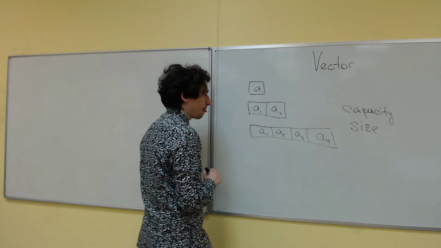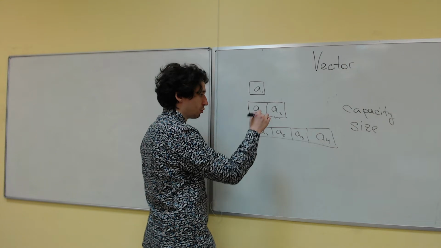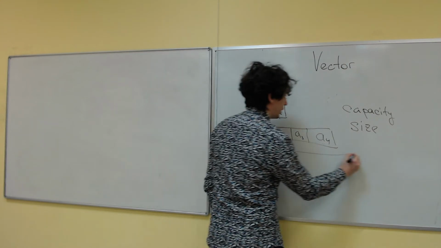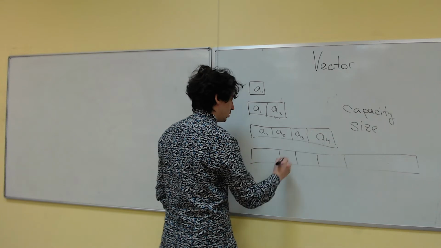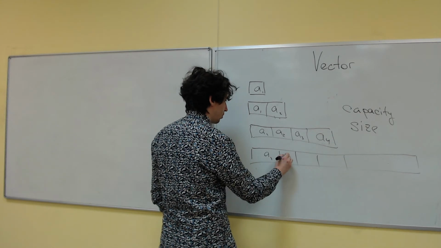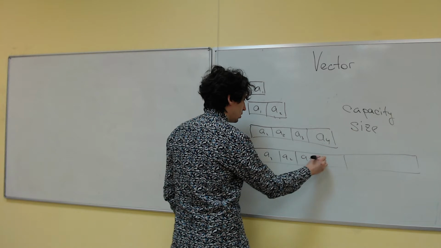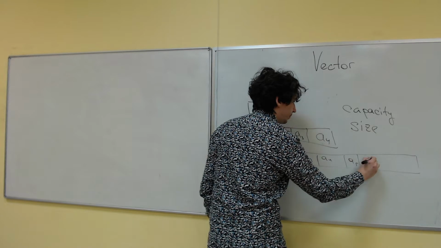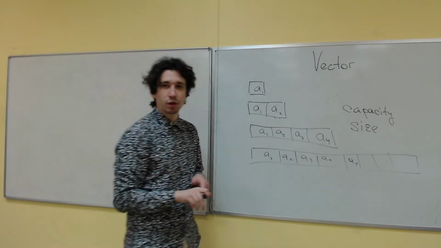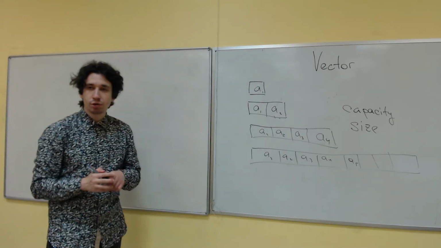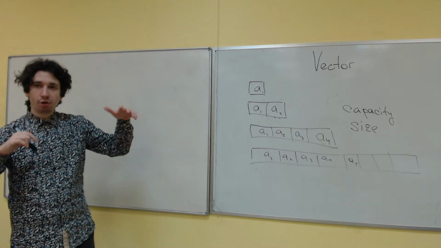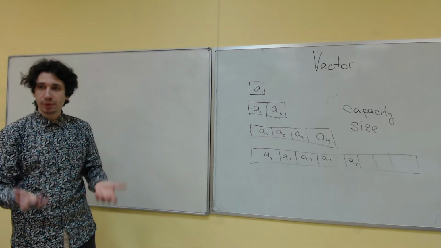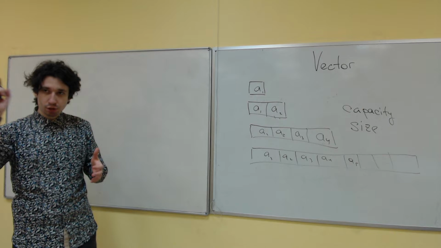And then we want to put number 5. Then we create another array of size 8 already, and copy everything here, and then continue. So each time we come to the end of the array, we reallocate a new array 2 times bigger and put the elements into the new array.